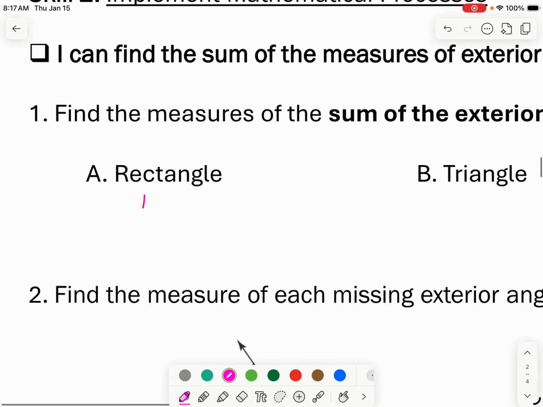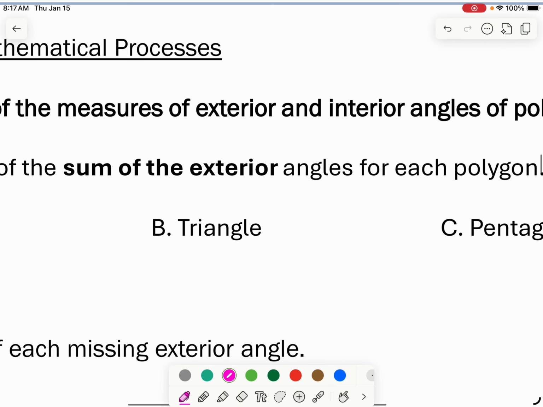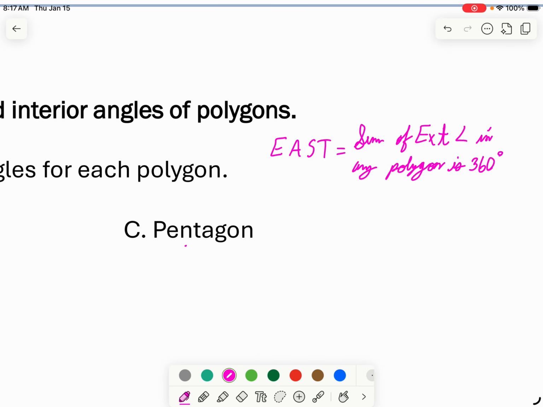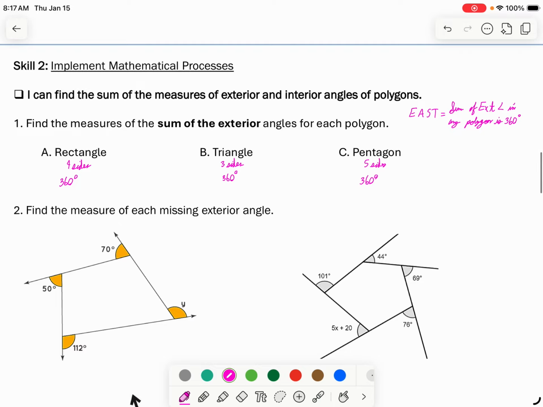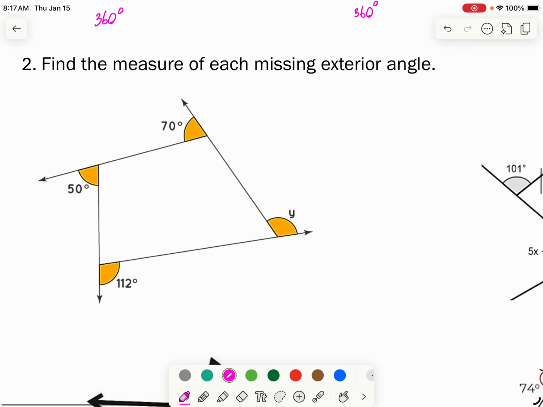All right, so that makes this pretty easy. If I got a rectangle, that's 4 sides, so 360 degrees. If I have a triangle, that's 3 sides, still 360 degrees, using the EAST or the EAT. For a pentagon, that's 5 sides, still 360 degrees. So for each shape, we have 360 degrees as the sum. Let's go ahead and apply that here. I know that this is a 4-sided shape. That's great. But I also know that the sum of the exterior angles is going to be 360 degrees.